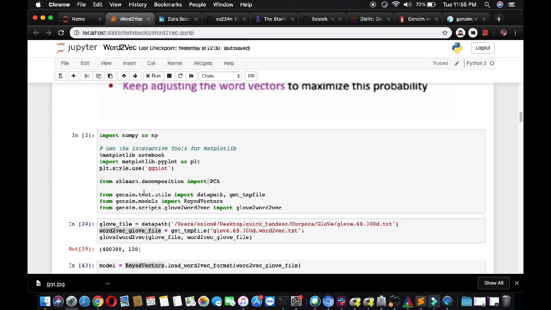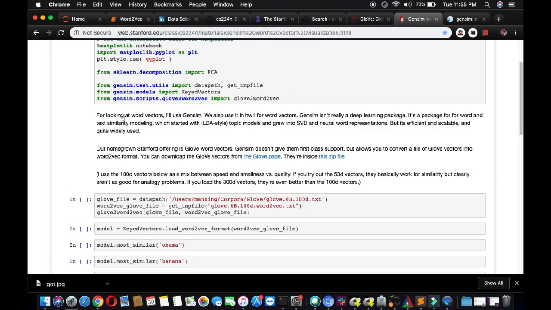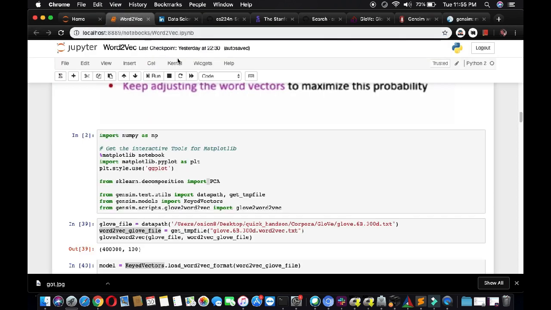So what basically is Gensim? Gensim is not a deep learning library. It is used for word and text similarity modeling. So this is Gensim. We are using KeyedVectors and glove to Word2Vec.